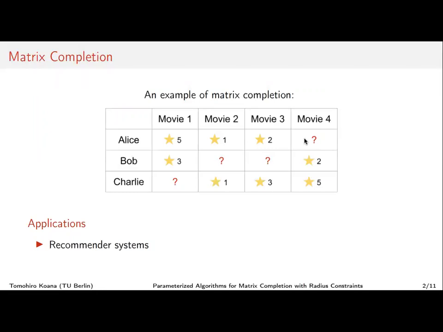But the idea is that you have a matrix where some entries are not observed or unknown, and you want to infer what the value should be for the missing entry. It's ubiquitous and has other applications, like in computational biology, where maybe a row is a DNA sequence and a column is the position in the DNA sequence, and so on.